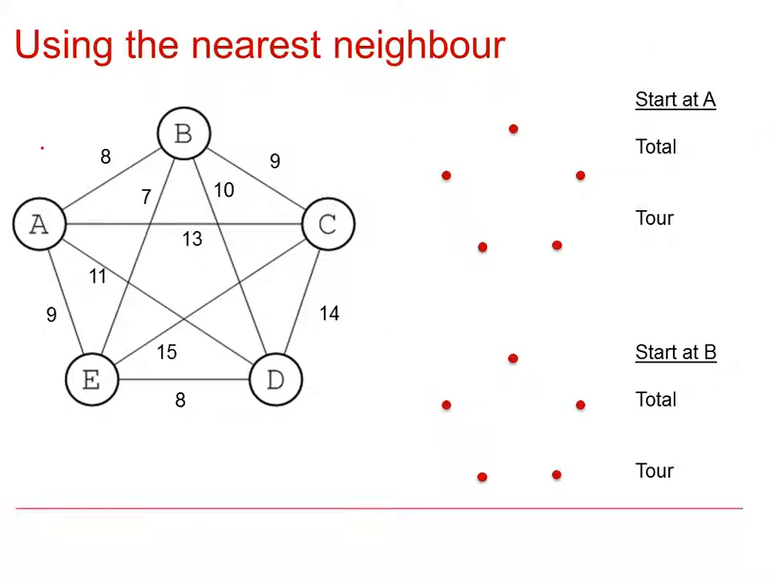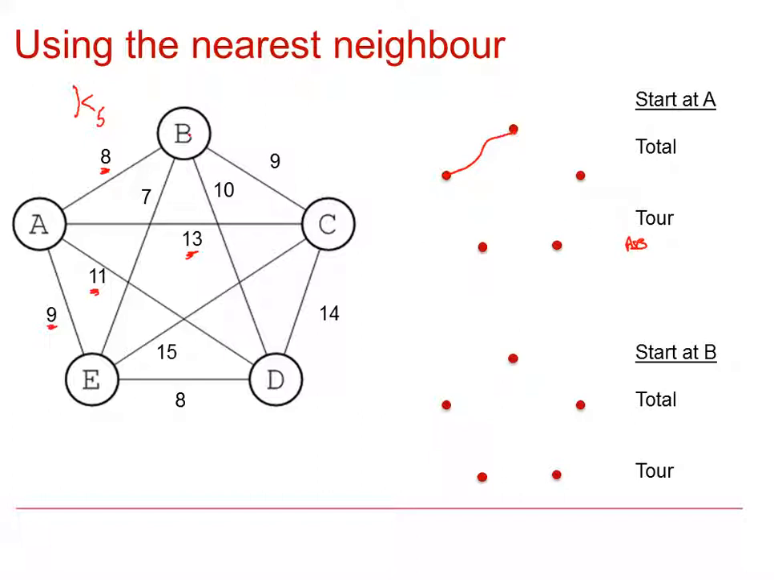Okay, so we're going to use the nearest neighbour algorithm on this network. You might notice that this network is K5, the complete graph with 5 nodes, as all nodes are directly connected to every other node. So we're going to use the algorithm starting at node A first of all. If you look at node A, we can see that B is 8 away, C is 13, D is 11, and E is 9. So from A, we go to its nearest neighbour, which is B.